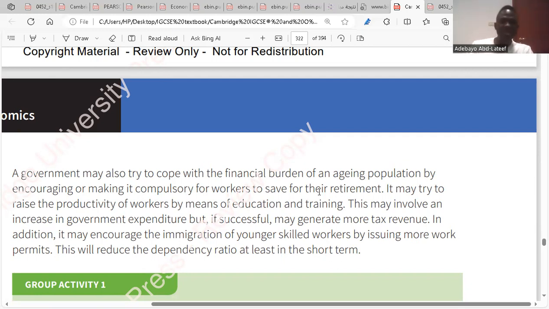So this may involve increasing government expenditure, but if successful, may generate more tax revenue. In addition, it may encourage the immigration of younger skilled workers by issuing more work permits. This will reduce the dependency ratio, at least in the short term.